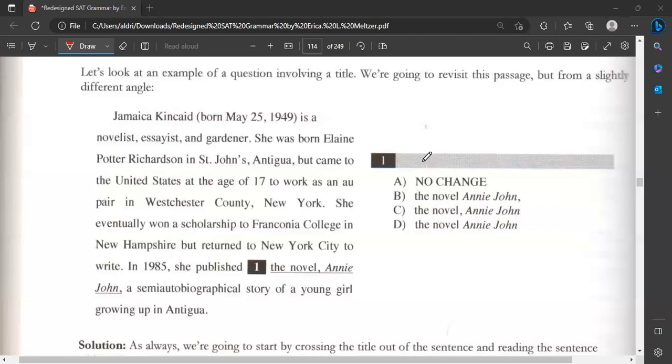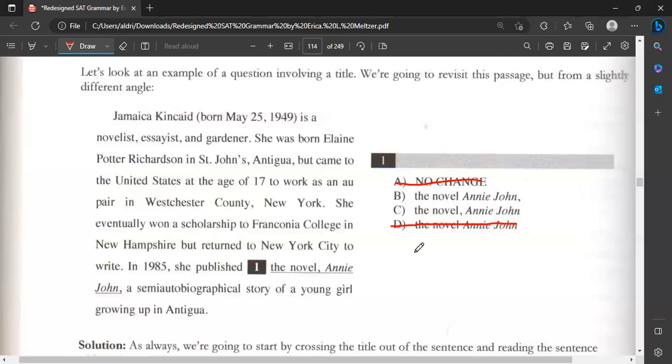So what happens is, yes, the answer is B, because it talks about a novel, which is a semi-autobiographical story about a young girl growing up in Antigua, but we won't know which semi-autobiographical story it is if we made Annie John non-essential, right? So A is wrong, right? Yes, sir. We can lose A. We can also lose B because it's a run-on. Exactly.